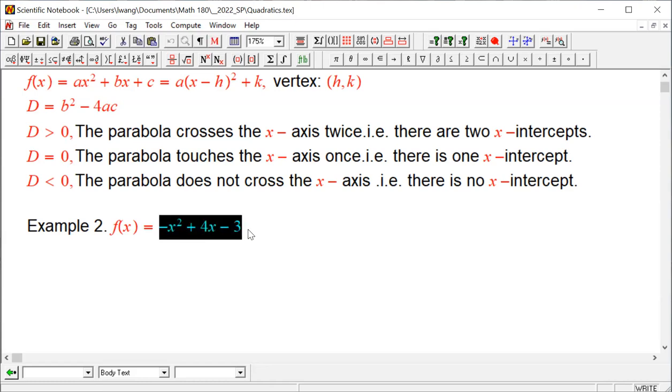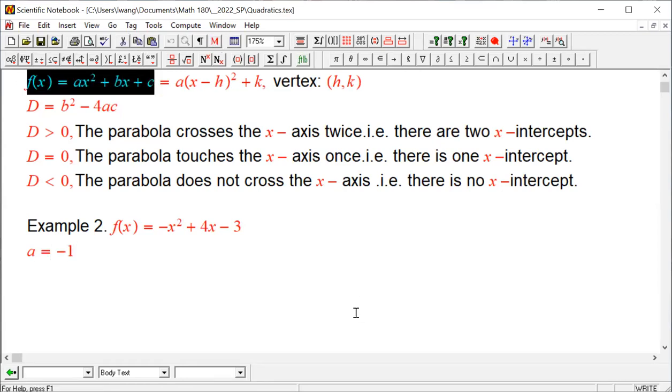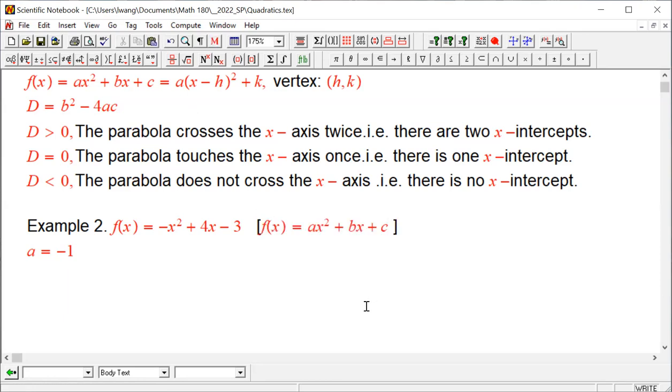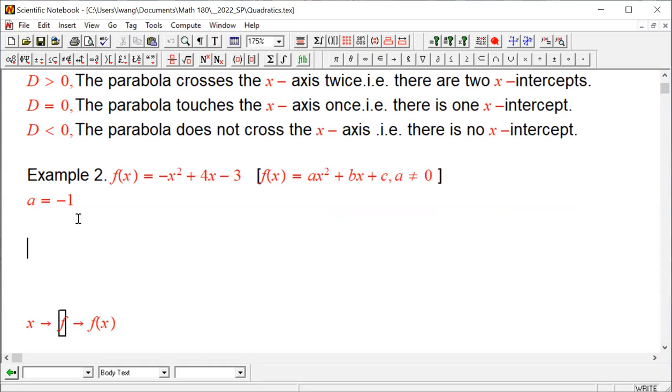To determine the range, we recognize that in this function, a is equal to -1, right? If you look at the general form, we don't know the complete square in here yet. So of course a cannot be 0. We always need to know that has to be satisfied. And in this case, a is negative, okay? So the parabola opens down.